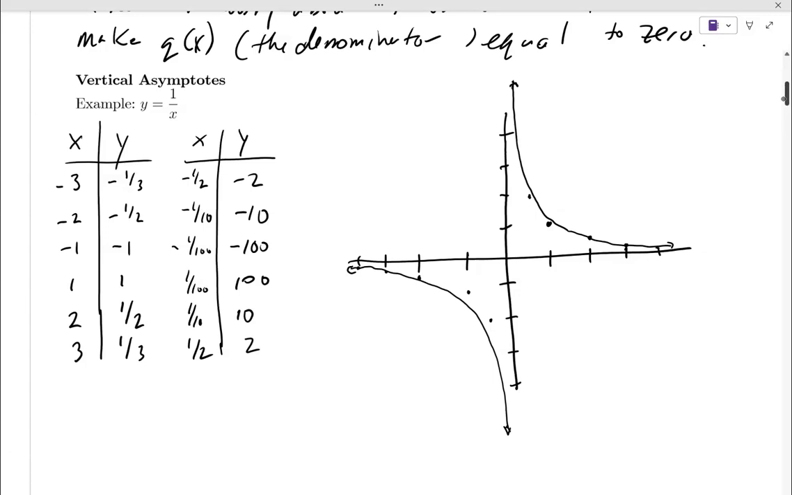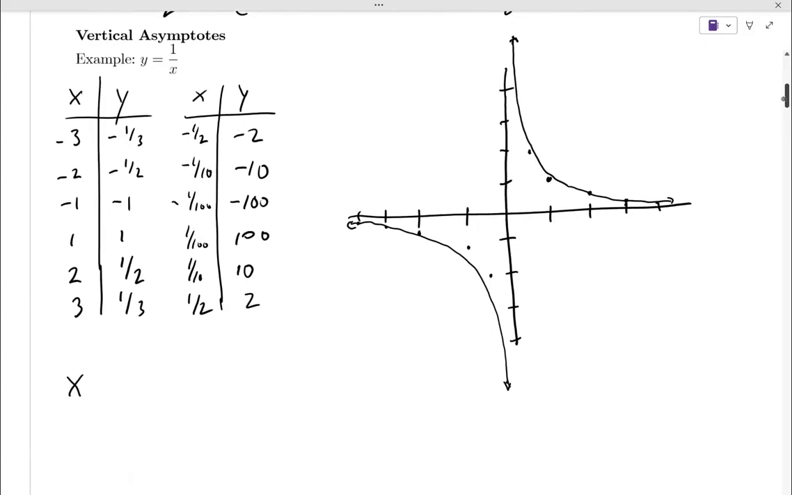So something interesting is happening here: we're getting this vertical line, the y-axis in particular, that our graph gets really, really close to. In this case, we refer to the line x equal to 0 as a vertical asymptote. It's a vertical line that the graph of the function approaches.